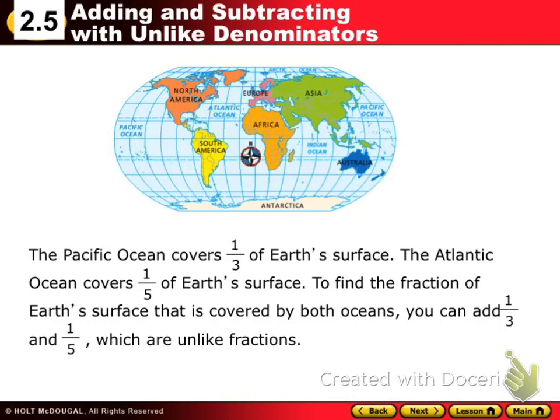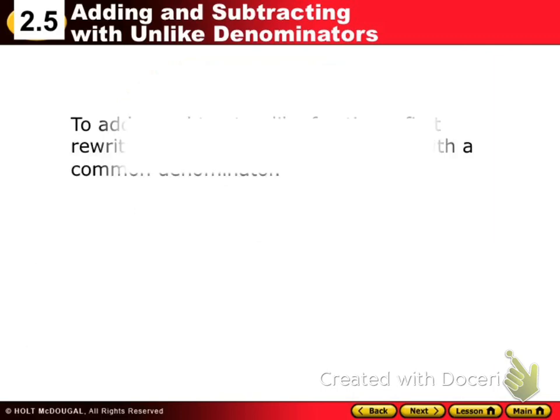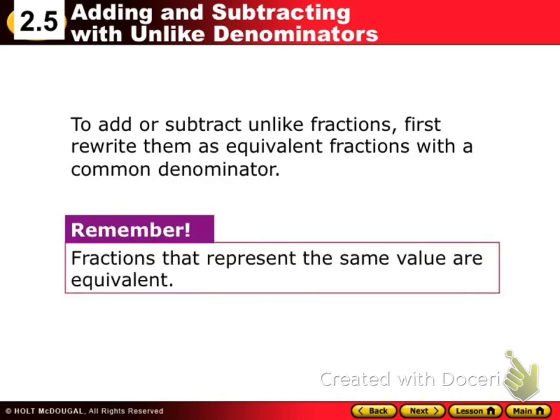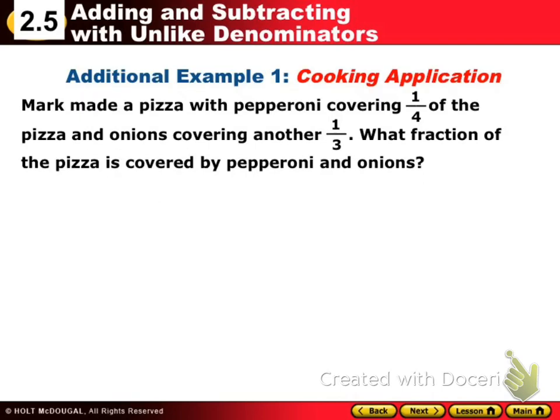So our first problem: the Pacific Ocean covers a third of the Earth's surface. The Atlantic Ocean covers a fifth of the Earth's surface. To find the fraction of the Earth's surface that is covered by both, we could add them together, but they're unlike fractions. To add or subtract unlike fractions, you first have to rewrite them as equivalent fractions with a common denominator. So remember that equivalent fractions are fractions that represent the same value.